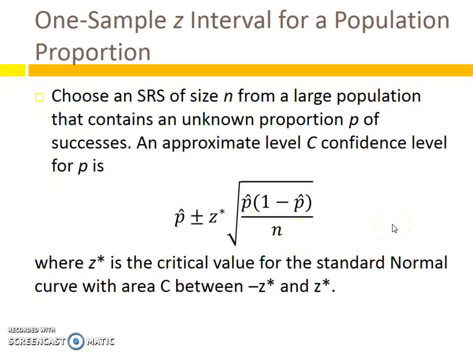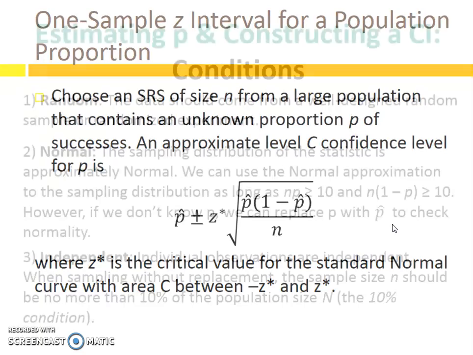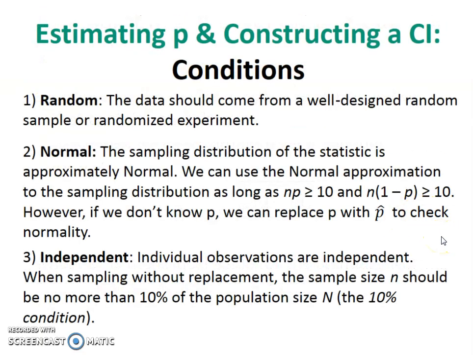Now, when we do this, we're also going to have to test our conditions. So we've talked about two of these conditions in the last chapter. We know we need to figure out if it's normal, showing that np and n times 1 minus p are greater than or equal to 10. Now, because we don't actually know the true population proportion p, we're going to use p hat instead. Okay? We also talked about independence, right? Individual observations are independent. When you sample without replacement, n should be no more than 10% of the population size. We call that the 10% condition.